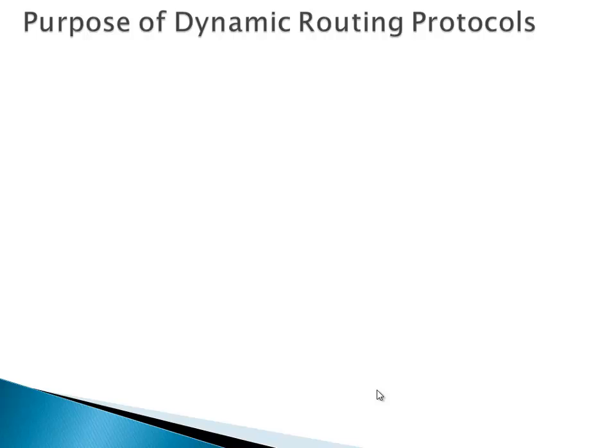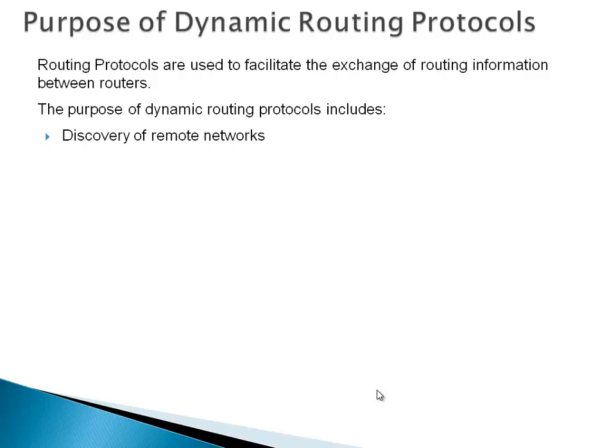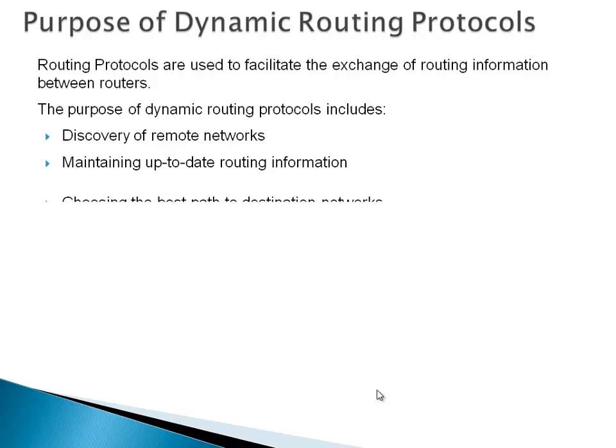Purpose of dynamic routing protocols. Routing protocols are used to facilitate the exchange of routing information between routers. The purposes of dynamic routing protocols include discovery of remote networks. When a remote network comes up and is available, the other routers need to discover that network. And maintain up-to-date routing information. If the network is no longer available, all this information still needs to be maintained in memory.